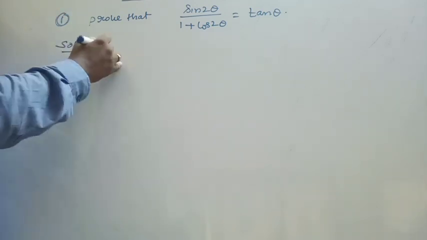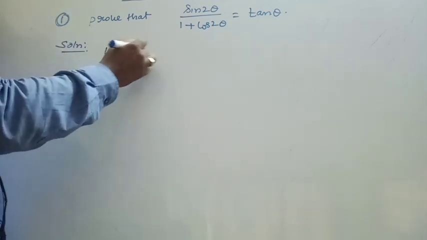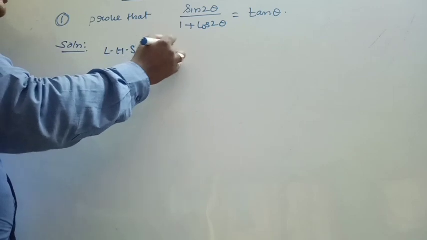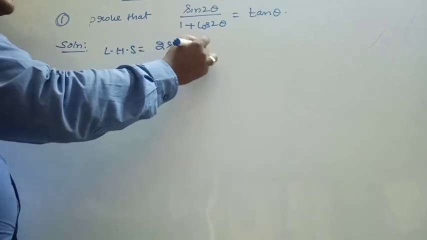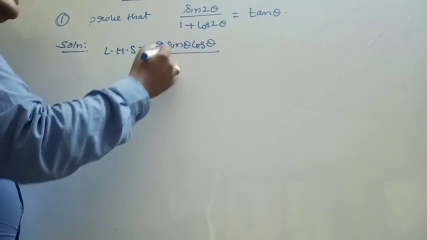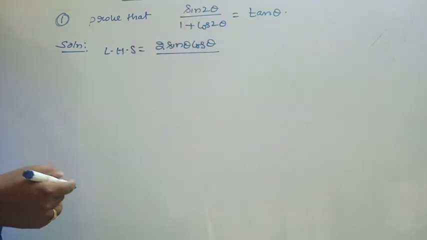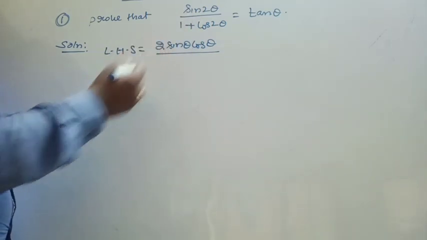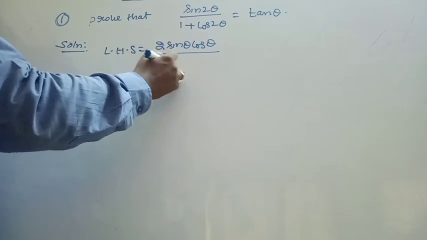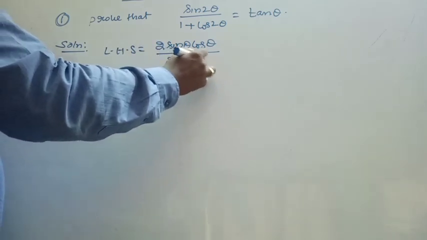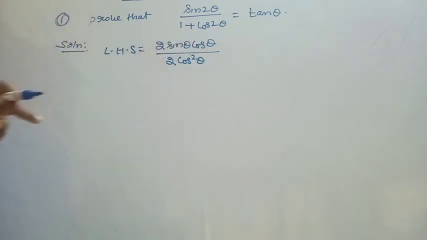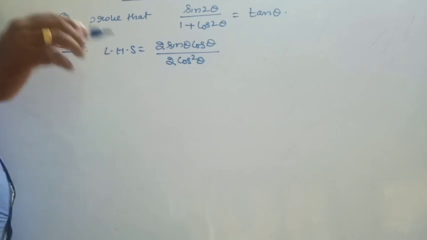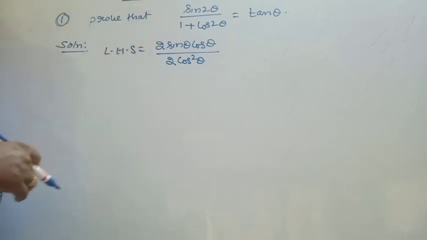Now you take the left hand side, my dear students. This is sin 2 theta, which is 2 sin theta cos theta, divided by 1 plus cos 2 theta. Now 1 plus cos 2 theta is what? I already told you that cos 2 theta equals 2 cos square theta minus 1, so 1 plus cos 2 theta equals 2 cos square theta.